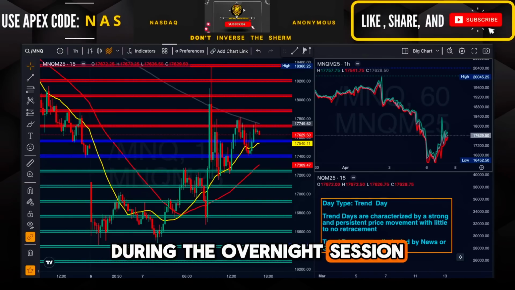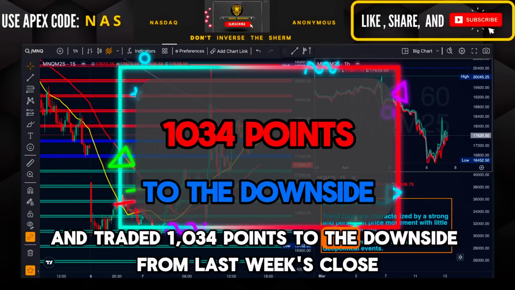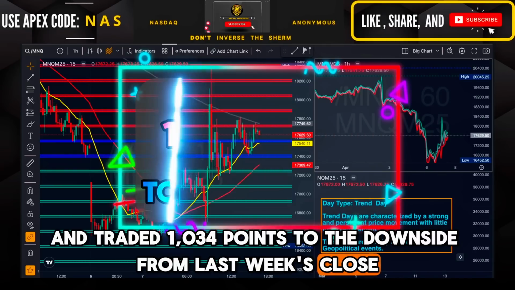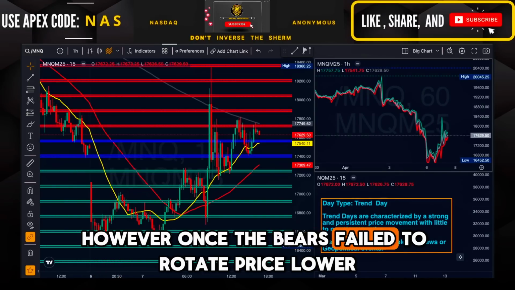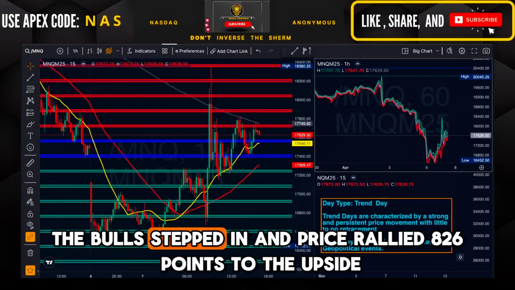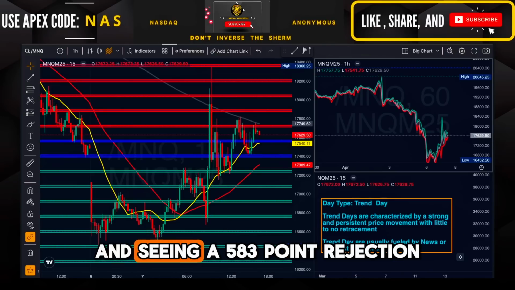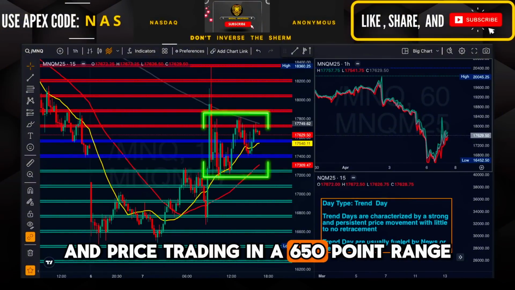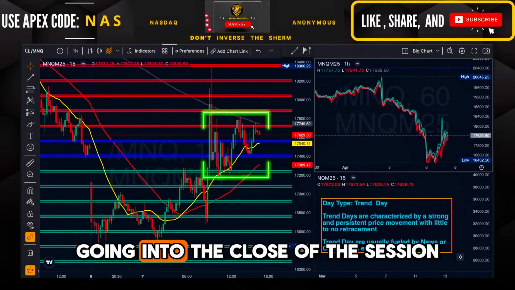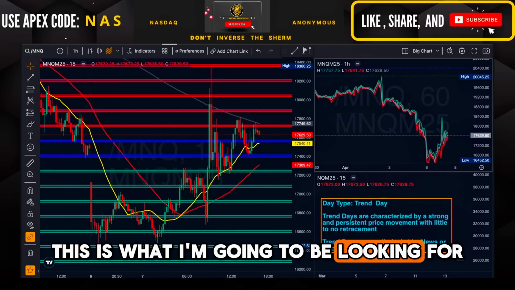During the overnight session, the Nasdaq opened slightly bearish and traded 1,034 points to the downside from last week's close into a previous area of support. However, once the bears failed to rotate price lower, the bulls stepped in and price rallied 826 points to the upside, seeing a 583 point rejection and a 1,688 point bounce, and price trading in a 650 point range going into the close of the session. And based on this price action, this is what I'm going to be looking for.